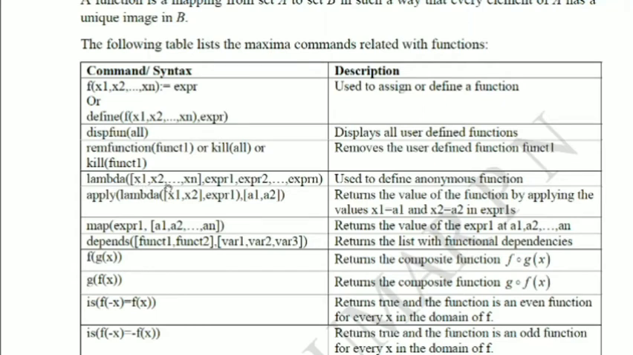And how are you going to define an anonymous function? To define an anonymous function, we use the command lambda. Lambda within simple brackets. Now here we have used a square bracket. This square bracket is used to define the variable list: variables x1, x2, etc. up to xn, then expression 1, expression 2, etc. up to expression n. So this defines the anonymous function with expression 1, expression 2, etc. up to expression n, depending on x1, x2, etc. up to xn.